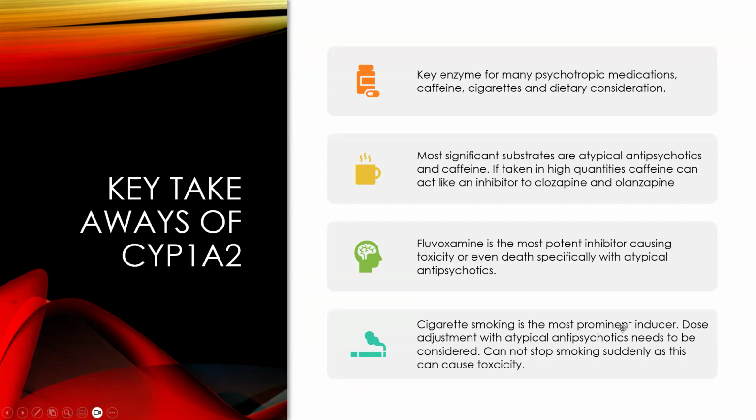Cigarette smoking is the most prominent inducer. Dose adjustment with atypical antipsychotics needs to be considered, and you cannot stop smoking suddenly, as this can cause toxicity and produce an inhibitory effect.